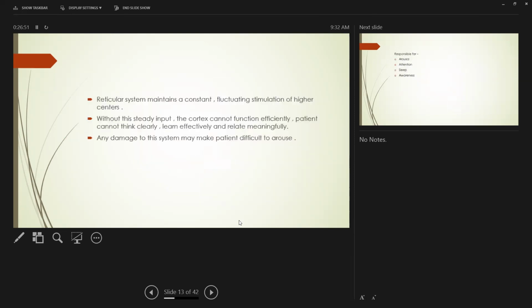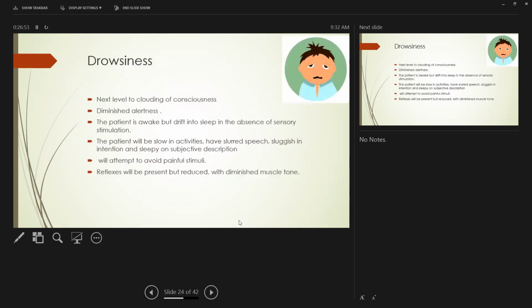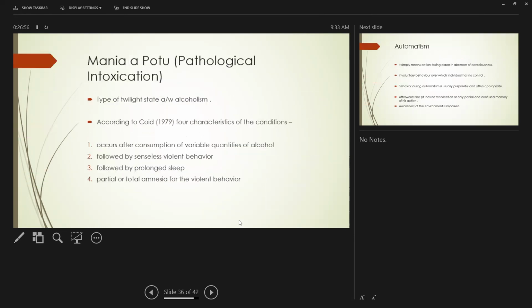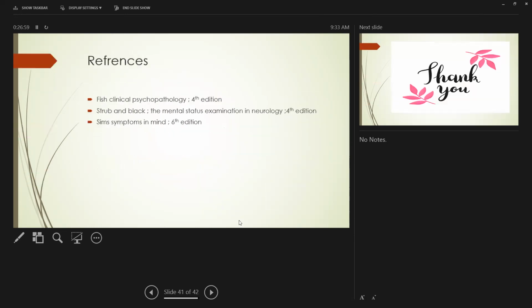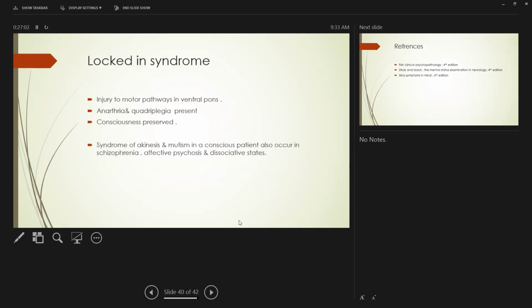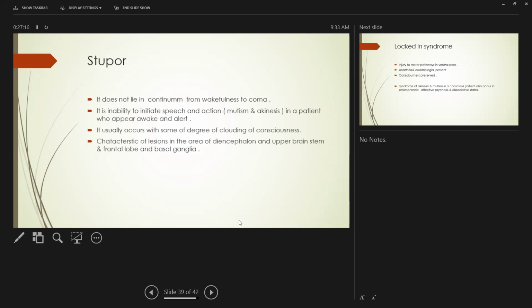Basically not related to psychiatry. Everything relates. Motor pathways in the ventral pons. So the patient will not be able to walk, so there will be quadriplegia. But in this state, the consciousness will be present. While in stupor, the consciousness will not be present. There will be clouding of consciousness. Complete motor paralysis.